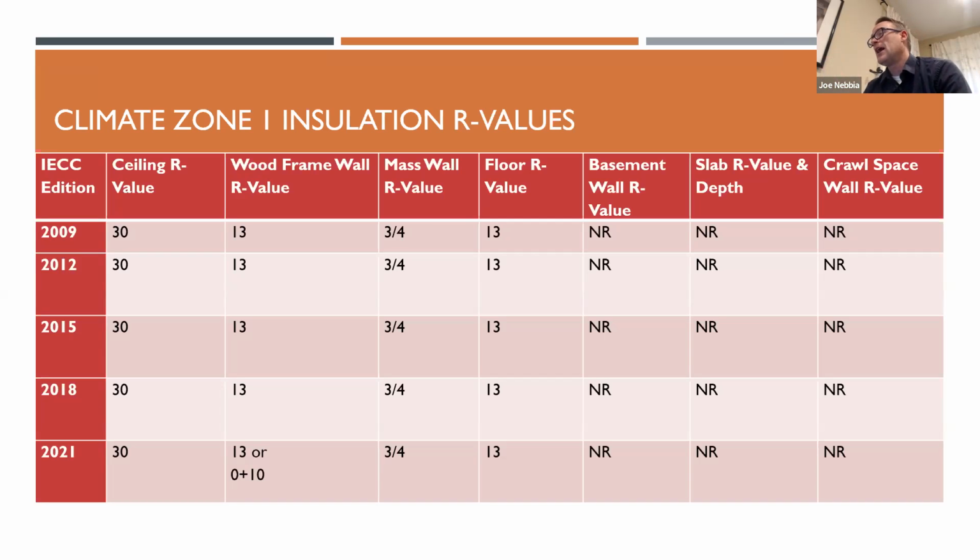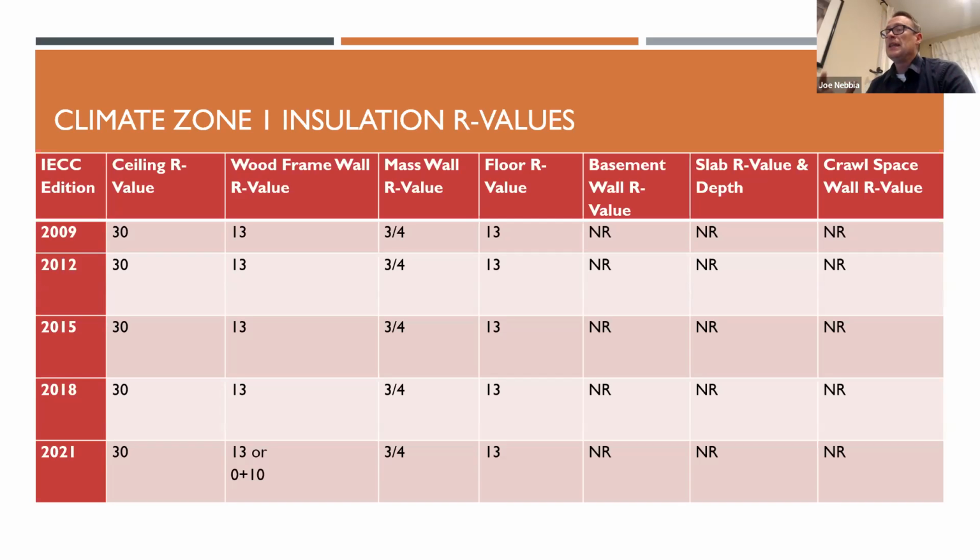But I want to talk really about the mass wall, because that's going to be where a lot of our climate zone 1 construction is actually going to focus. So I've got the definition of the mass wall a little bit later, but think concrete, poured concrete, CMUs, ICFs, anything that has a thermal mass to it. And then there's a 3/4 R value requirement.